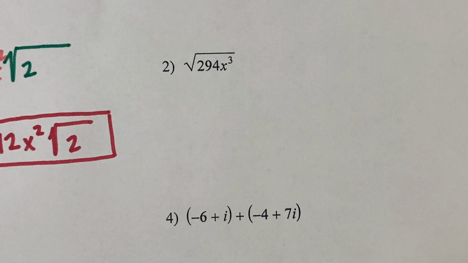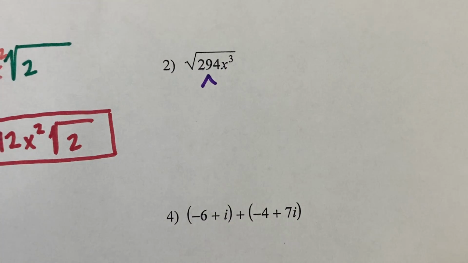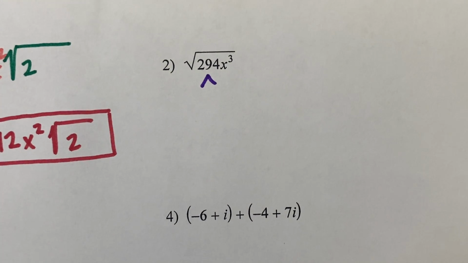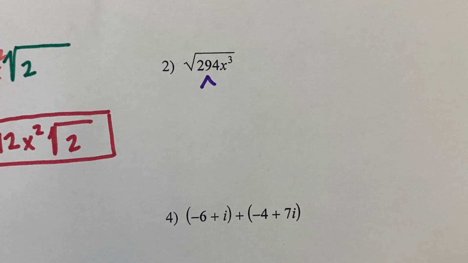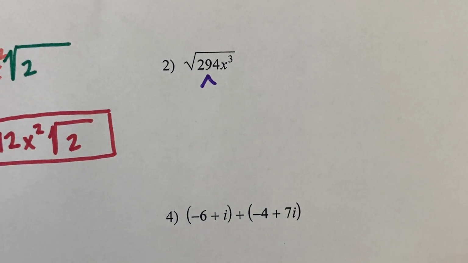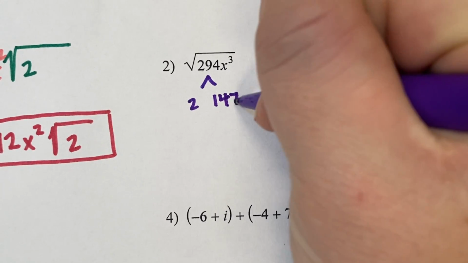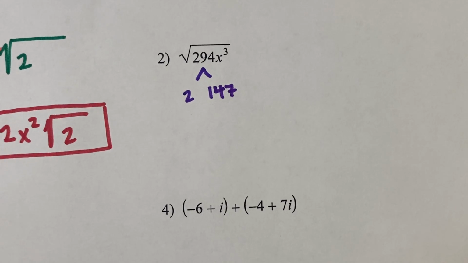Okay, let's do the same thing for number 2. Let's just start breaking 294 down. I'm going to try and divide it by a bigger number. Let's try 8. Why not? Nope, that didn't work. 294 divided by 4. Nope, didn't work. Let's try 294 divided by 2. I know it's even, so it can be divided by 2. I get 2 times 147, kind of a weird number.